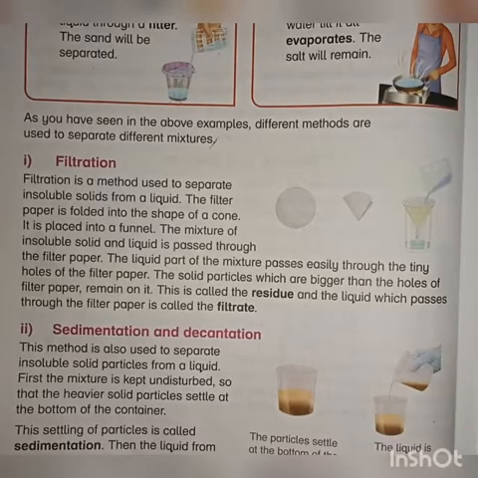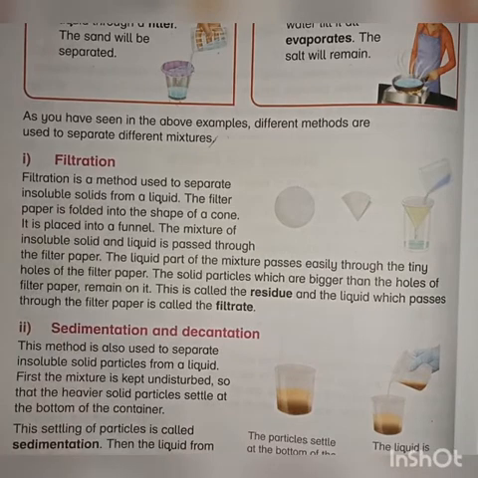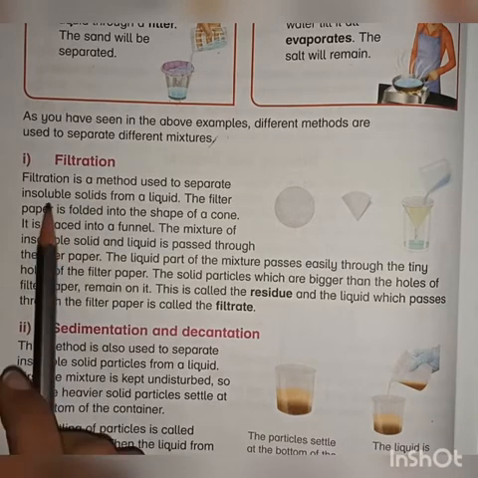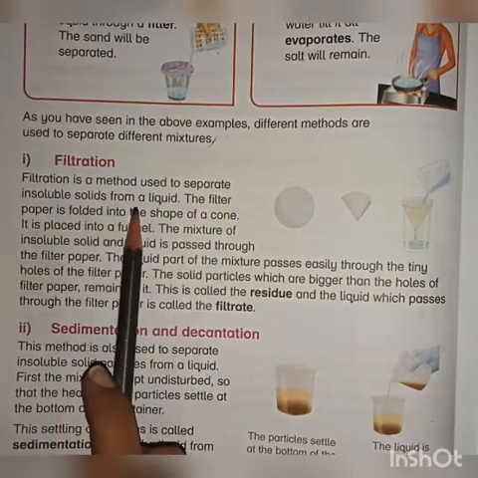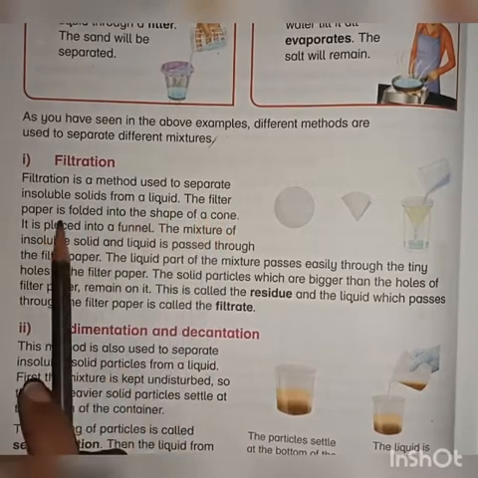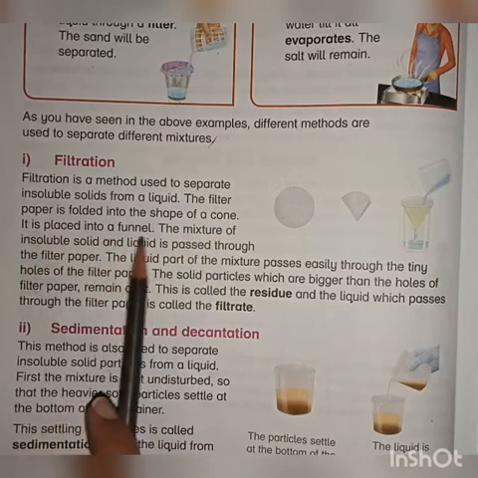Let's start our today's lesson, filtration, on page number 70. And first of all, we will do reading. Filtration is a method used to separate insoluble solids from a liquid. The filter paper is folded into the shape of a cone. It is placed into a funnel.